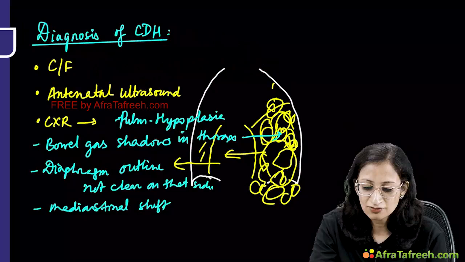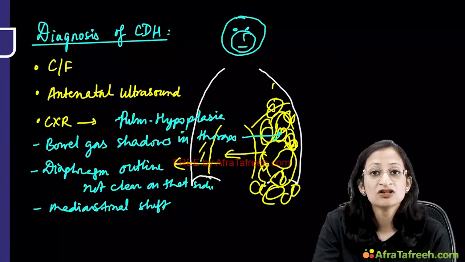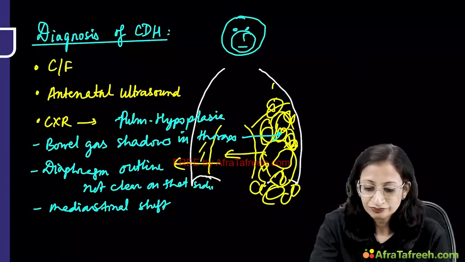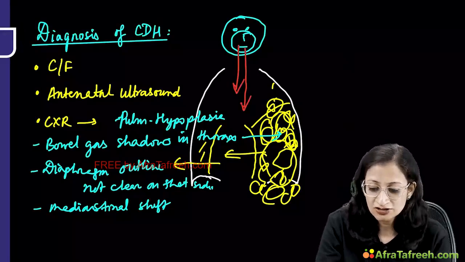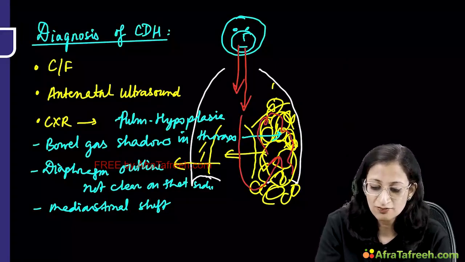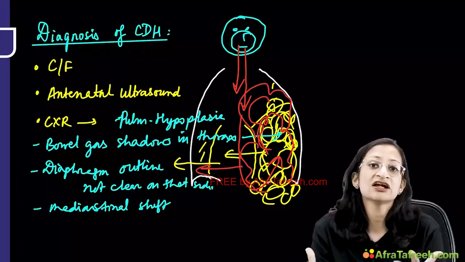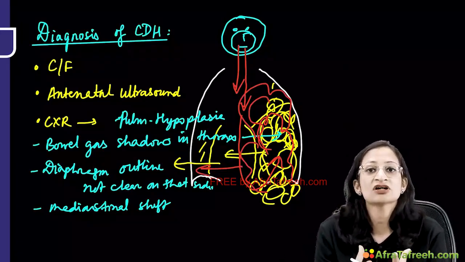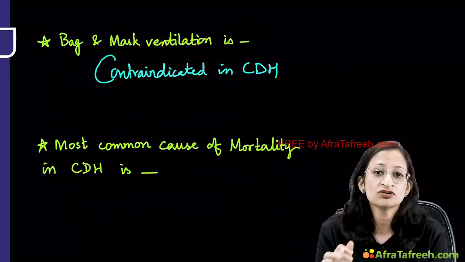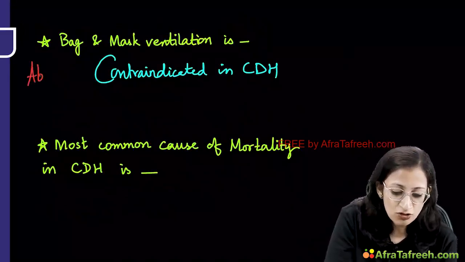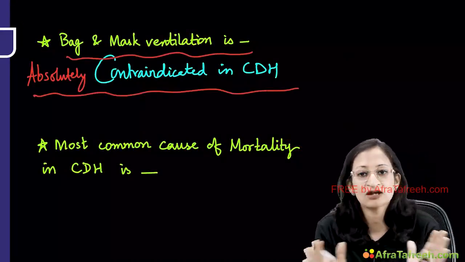So what will happen if you do a bag and mask ventilation in CDH? The mask is covering both the mouth and nose of the baby, so the air you give is going to go both through the trachea and the esophagus. The air going to the trachea is fine, but the air going to the esophagus will distend the bowel loops and stomach, and there will be further mediastinal shift. The lungs will get less space to expand. So instead of improving, the condition of the baby may worsen. Bag and mask ventilation is absolutely contraindicated in CDH. If it is a known or suspected case of CDH, do not do bag and mask ventilation.